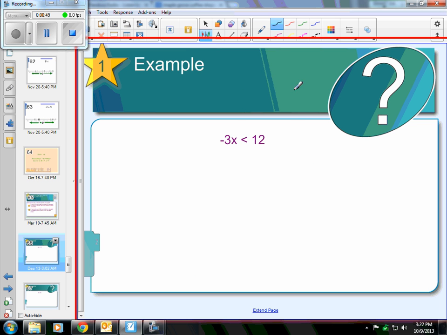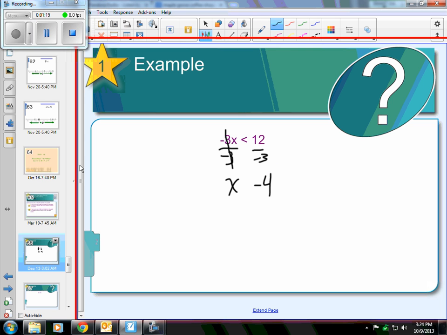Alright, so we're going to do a quick example. We're going to solve these exactly like we would solve regular equations. So in this case, we're going to divide by -3. We divide both sides by -3, like I said before. The -3's cancel out and we're left with x. And 12 divided by -3 is going to be -4.